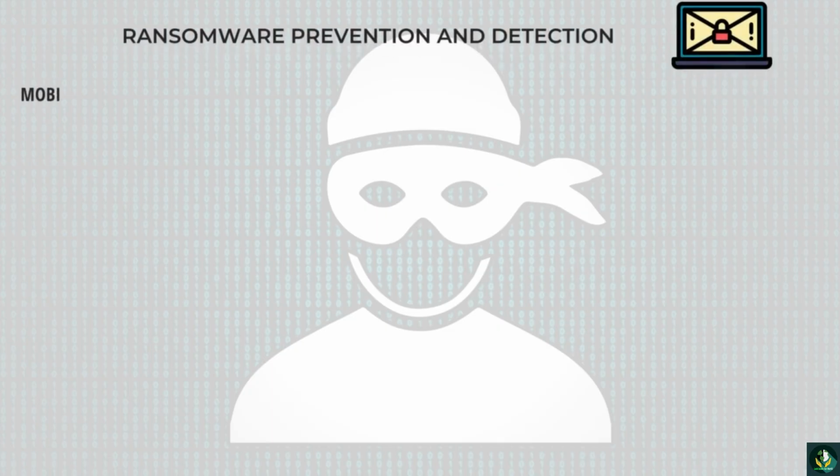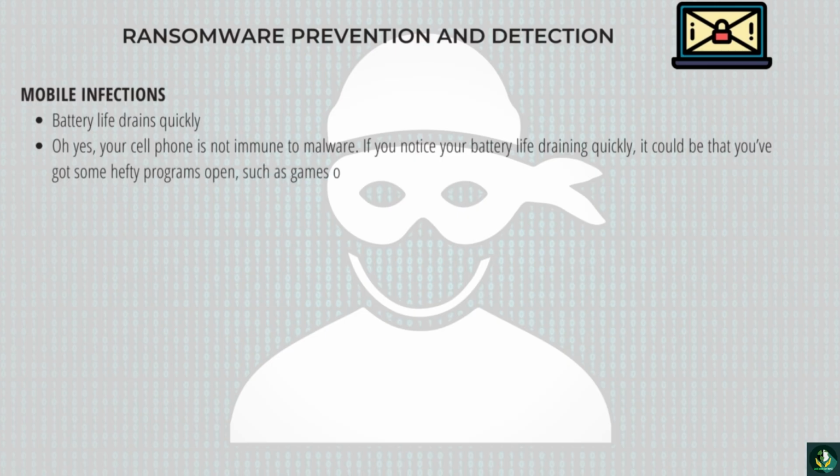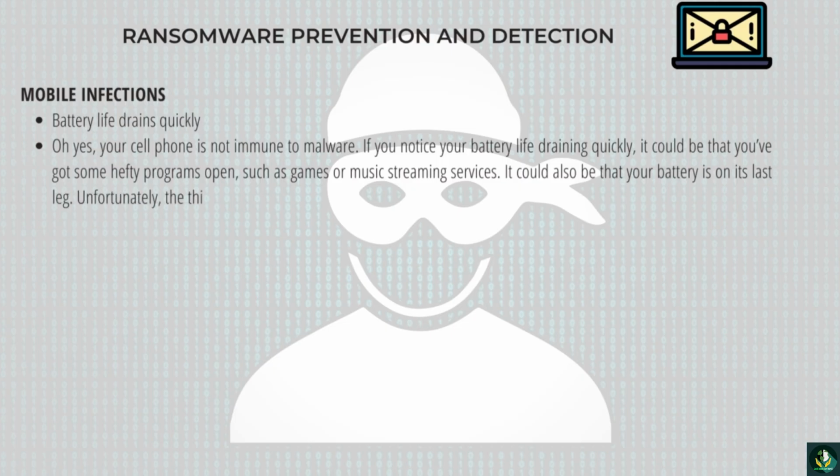Mobile infections. Battery life drains quickly. Oh yes, your cell phone is not immune to malware. If you notice your battery life draining quickly, it could be that you've got some hefty programs open, such as games or music streaming services. It could also be that your battery is on its last leg. Unfortunately, the third possibility is mobile malware.